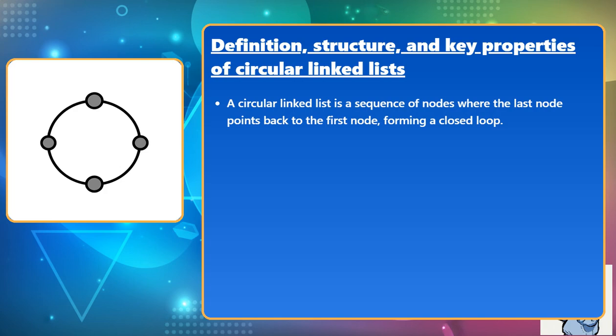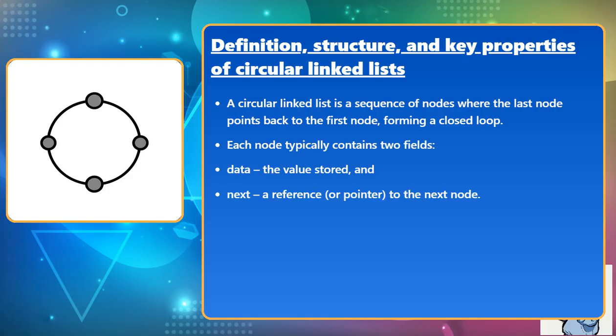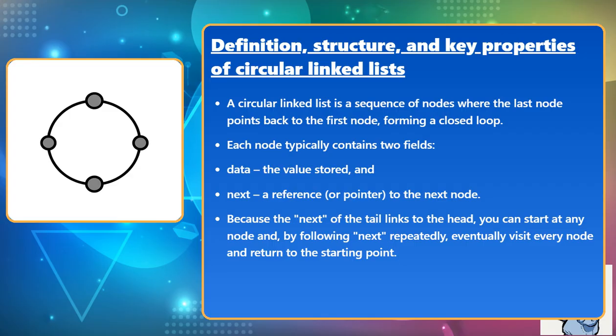A circular linked list is a sequence of nodes, where the last node points back to the first node, forming a closed loop. Each node typically contains two fields. First, data - the value stored, and second, next - a reference or pointer to the next node. Because the next of the tail links to the head, you can start at any node, and by following next repeatedly eventually visit every node and return to the starting point.